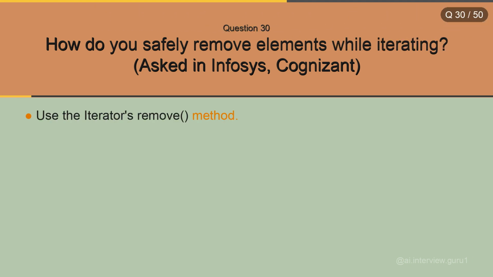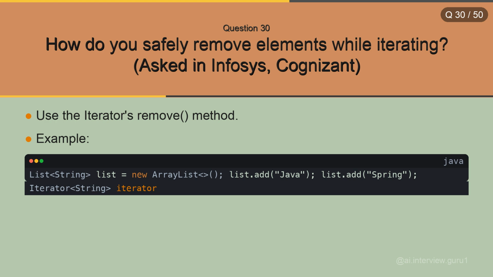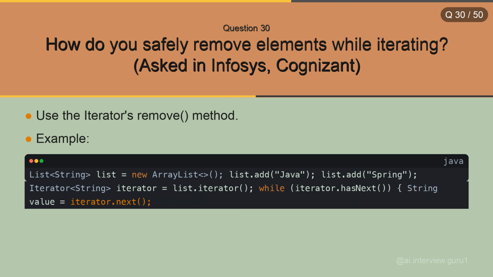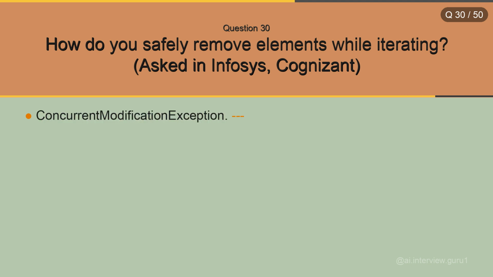How do you safely remove elements while iterating? Use the iterator's remove method. Example: List<String> list = new ArrayList<>(); list.add, Iterator<String> iterator = list.iterator(); while iterator.hasNext(), String value = iterator.next(); if the condition matches, iterator.remove(); System.out.println. This safely removes the element without throwing ConcurrentModificationException.